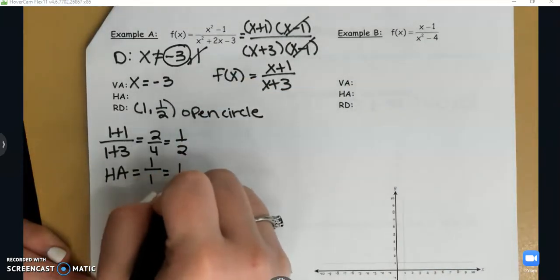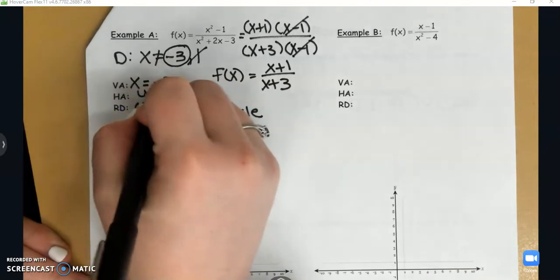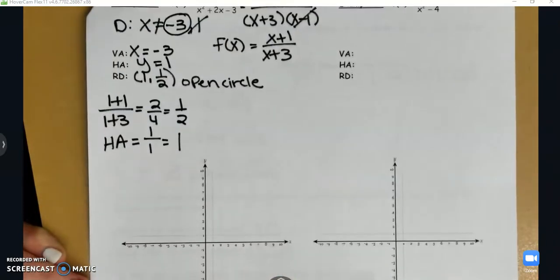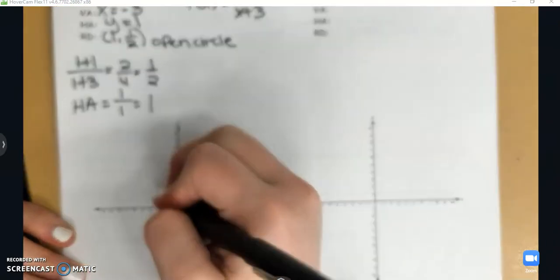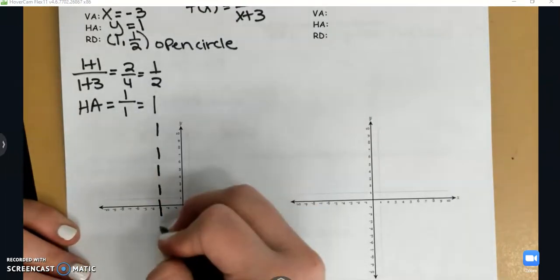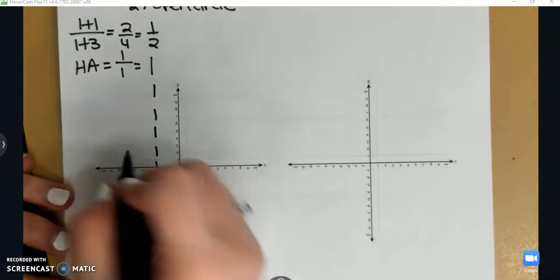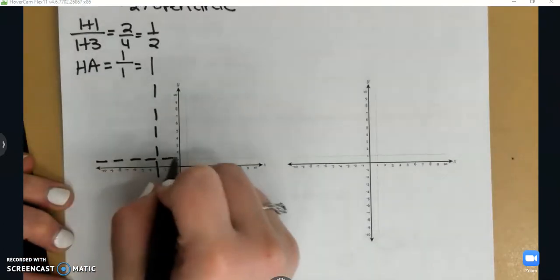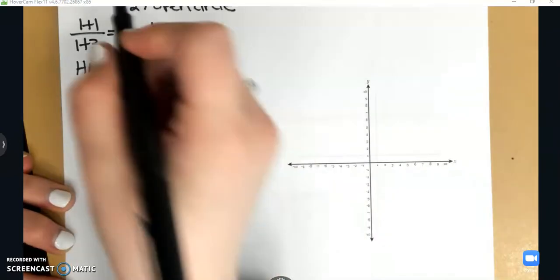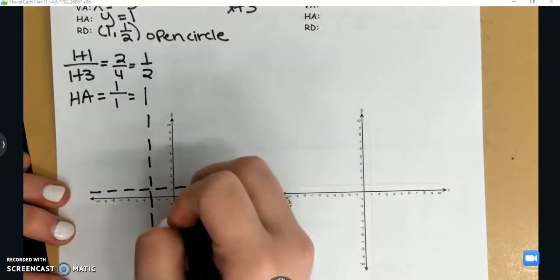1 divided by 1 is 1. So that means our horizontal asymptote is at y equals 1. So I am going to use dotted lines for my asymptotes, vertical at x equals -3, horizontal at y equals 1. And I have an open circle at my removable discontinuity, (1, 1/2). So I am going to put my open circle there.